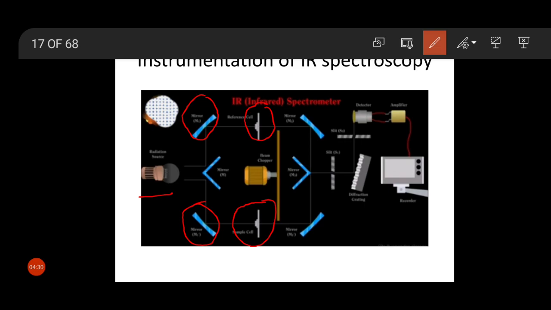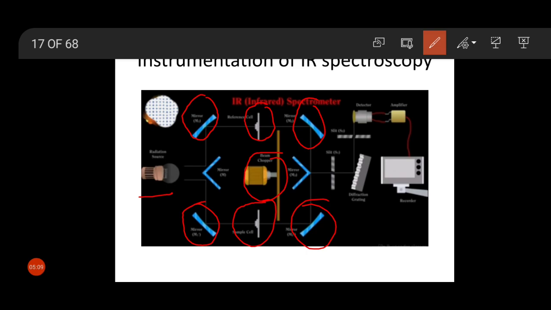Now the next part of this instrument is the beam chopper. This is the beam chopper. It is operated by a motor and alternately sends radiation from the reference cell and sample cell respectively towards the mirror M2 dash. So I will repeat again.